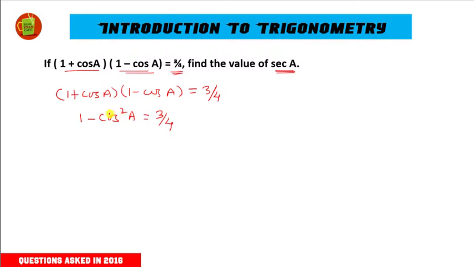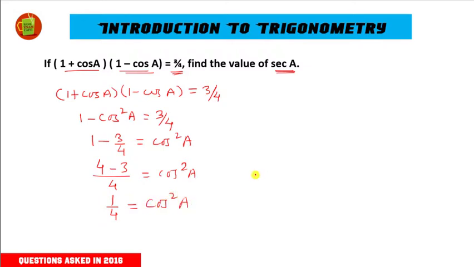So if you take cos square a to the other side and 3 by 4 to this side, you will get 1 minus 3 by 4 equal to cos square a. 1 minus 3 by 4, 4 will be the LCM. Here we will multiply by 4, so it will be (4 minus 3) upon 4, which is equal to cos square a. And so 4 minus 3, that is 1 by 4, is equal to cos square a. Here friends, we are getting cos square a is equal to 1 by 4.